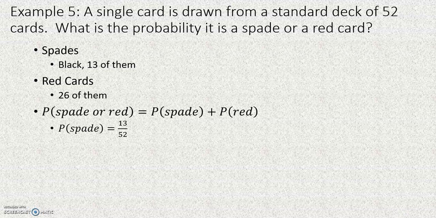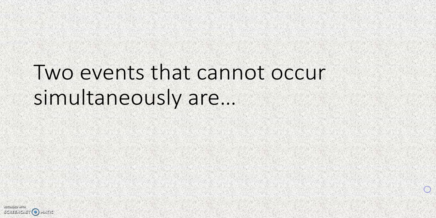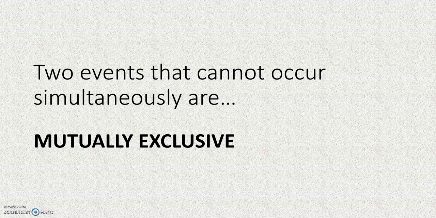Probability of the spade is 13 over 52. Probability of red is 26 over 52. 13 over 52 plus 26 over 52 is 39 over 52, which is 3/4. Two events that cannot occur simultaneously, like we just had with the spade and the red card, are said to be mutually exclusive.